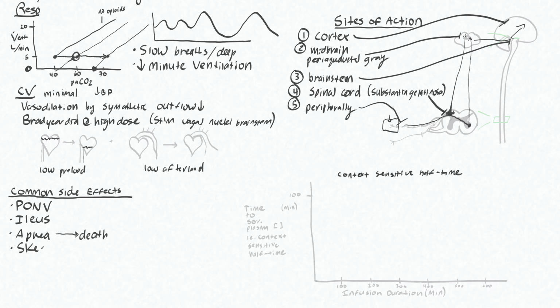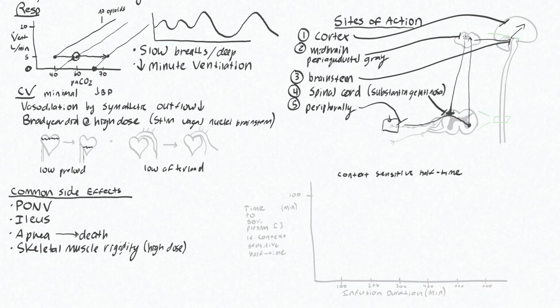Technically speaking, they can also cause skeletal muscle rigidity. But this is only at high doses. So if you're redosing someone with opioids for analgesic purposes in PACU, this is not going to happen.